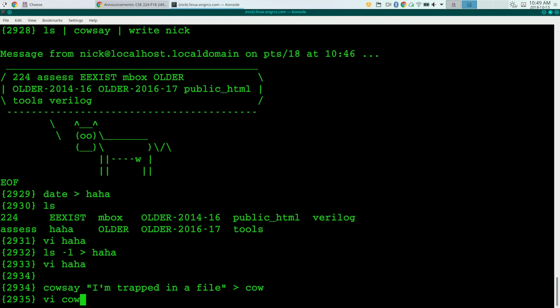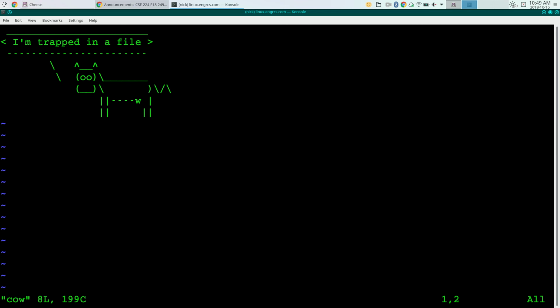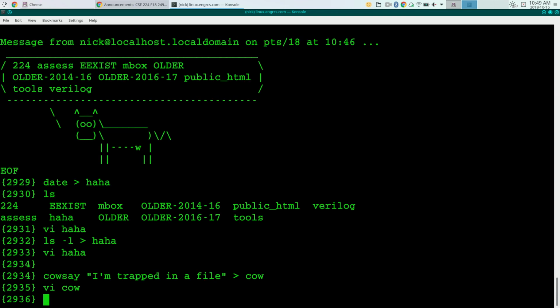Alright, so now I've got a file named cow, which has a talking cow inside. Alright, makes sense? So these are things to play around with, right? Just mess around with them and you'll find tons of ways that you can use them. And they'll start to get more useful the more you experiment with them.